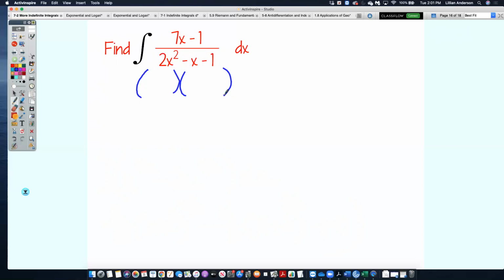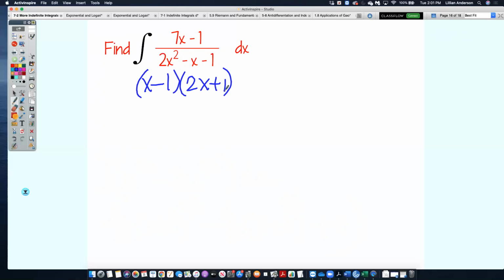Factor 2x squared minus x minus 1. X minus 2, x plus 1. Then you have to divide bottoms up. Oh, sorry, and then x minus 1, 2x plus 1. Yeah. Very good. X minus 1 and then 2x plus 1.